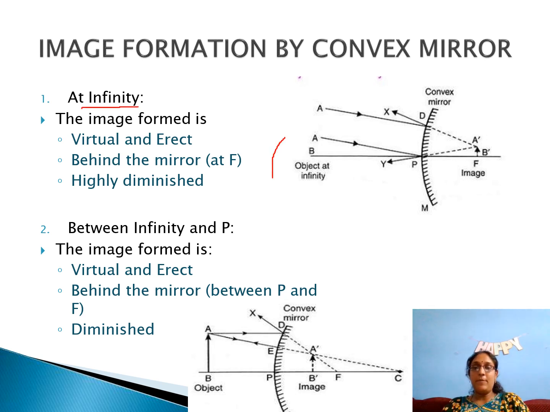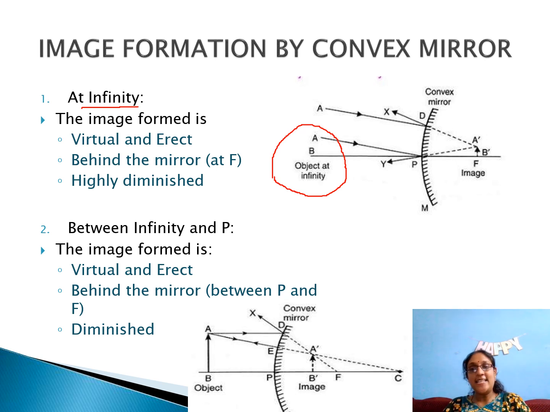So here, the same thing, at infinity. I am keeping my object. Can you see the object? The object is placed at infinity. When I place my object at infinity, I already taught you, do you remember, what the convex mirror will do? It appears to meet, but not actually. It's virtual.